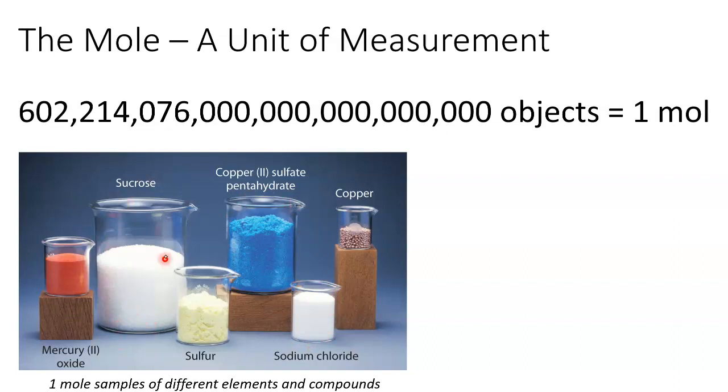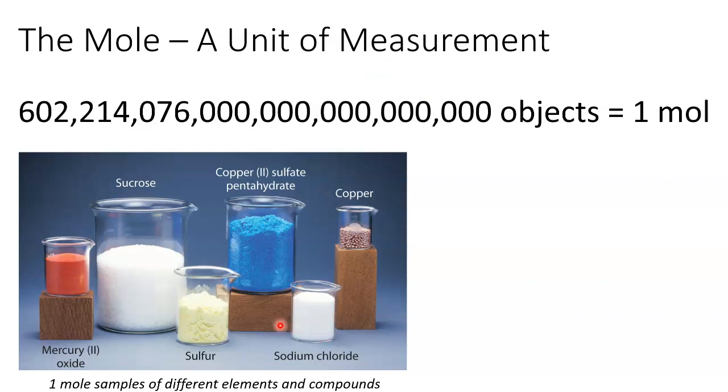So it doesn't matter what the nature of the compound is, that it's just this many objects, and it could be ions, it could be molecules, it could be atoms, but these 1 mole samples of different elements and compounds kind of shows you why we need something like the mole. Because remember, hydrogen and oxygen have very different masses. Sodium and chlorine have very different masses.